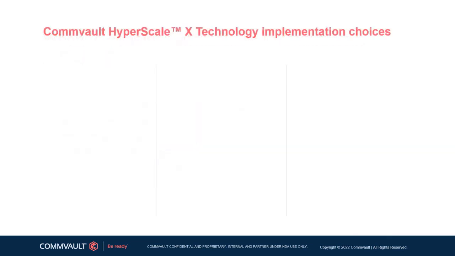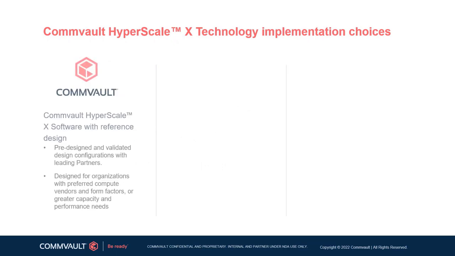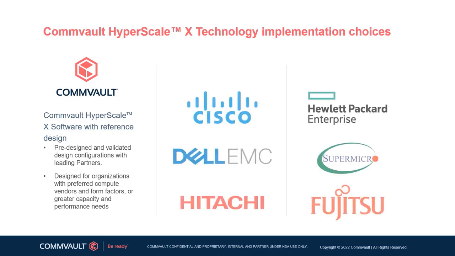Commvault Hyperscale X technology can be deployed in 3 different ways. 1, we believe there is and will continue to be a more significant converged market for Commvault software combined with industry-leading server or storage hardware. For this reason, we have built a validated reference design program to provide mid-market and enterprise customers with validated blueprint hardware configurations they can purchase from their reseller or server partner of choice.